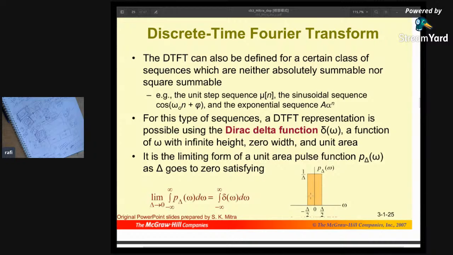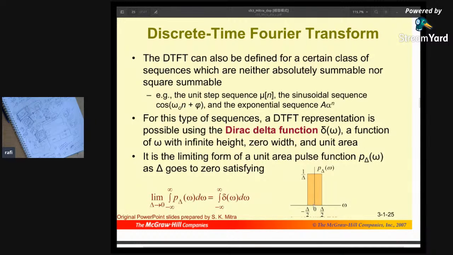So this area is 1. This rectangular pulse can be considered for defining the impulse. How do you define the impulse? The breadth depends on delta, but the breadth should be 0, and the height should go to infinity. So for that, we take the limit as delta tends towards 0, and the area under the rectangle is always 1. Then it will go to an impulse signal.